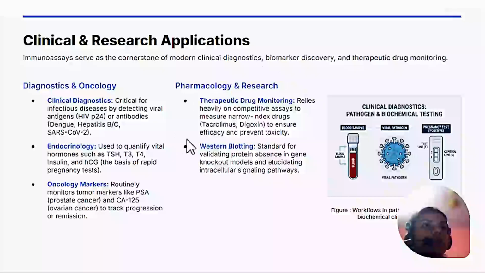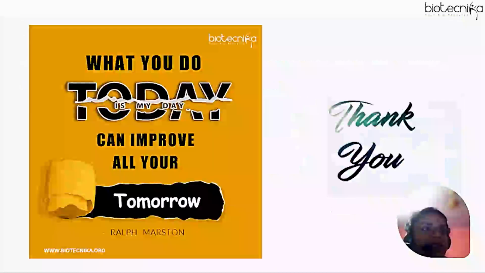Talking about pharmacology and research, they are used for developing therapeutic drugs or in general therapeutic drug monitoring. So many narrow therapeutic index drugs such as your tacrolimus or your digoxin, you can ensure their efficacy and prevent any kind of toxicity. You can see that they are not cross-binding with any other cell. And also in Western blotting, we use such kind of techniques, a standard validation process for identifying the presence or absence of any particular given protein. So for these purposes also we use immunoassays.